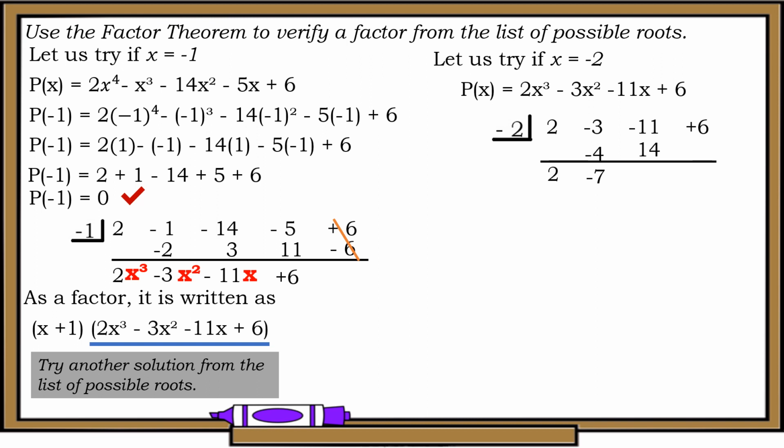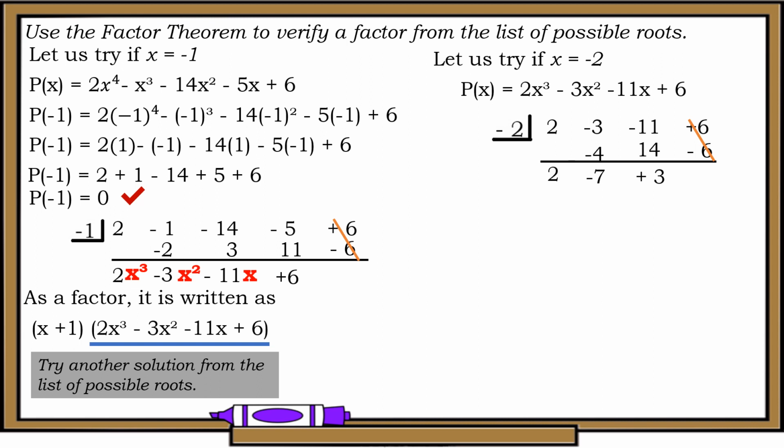Negative 7 times negative 2 is positive 14. Negative 11 plus 14 is positive 3. 3 times negative 2 is negative 6. 6 plus negative 6, 0. There. So, that means negative 2 is also a solution because the last value is 0.